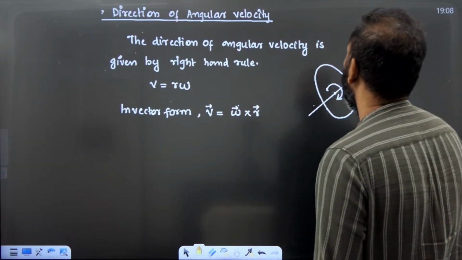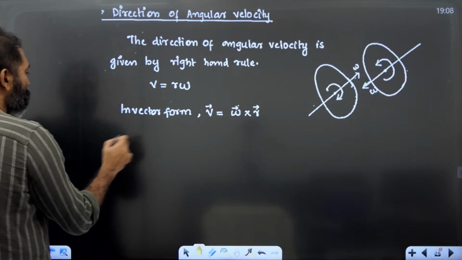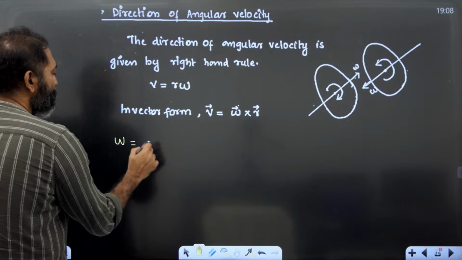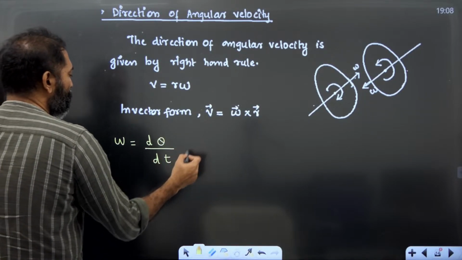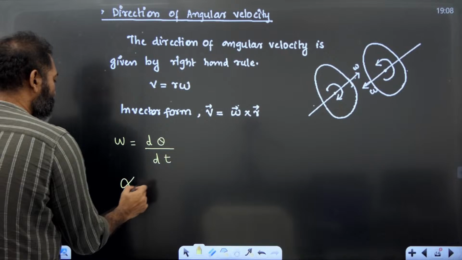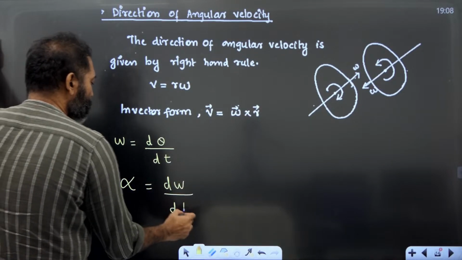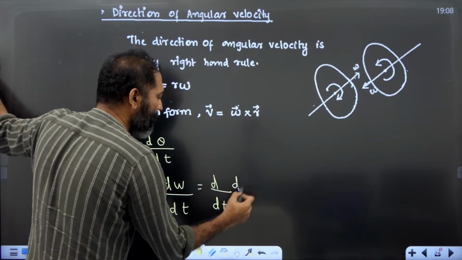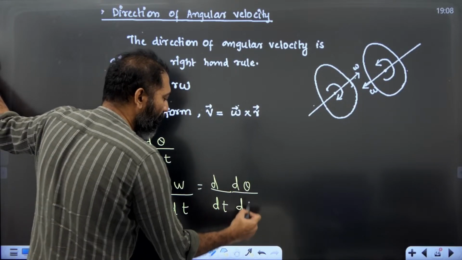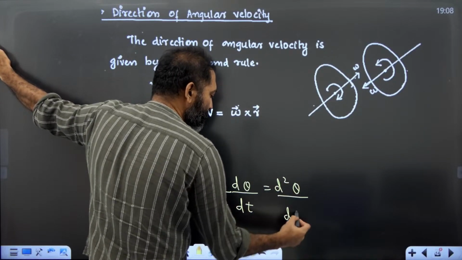Next, direction of angular velocity that we already discussed. Angular velocity is denoted by omega. Omega is equal to the rate of change of angular displacement. Now, what is alpha? Angular acceleration, that is d omega by dt. Instead of omega, I can write d theta by dt. So alpha is equal to d square theta by dt square.